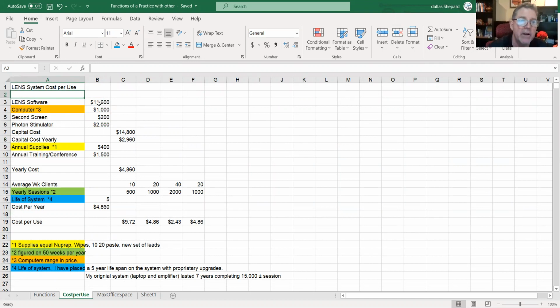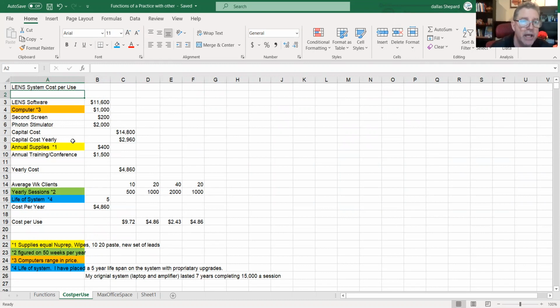But I also put here, so $11,600, $1,000 for the computer, a second screen in our office. I have a second screen that I can monitor, people can monitor and see. A photon stimulator, about $2,000, $2,300, $1,800 at different times, whatever that is. We can change that. So our total capital outlay is about $14,800.